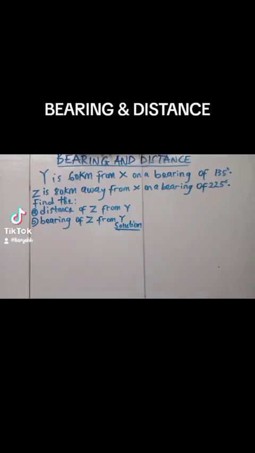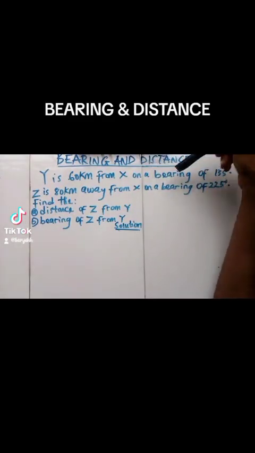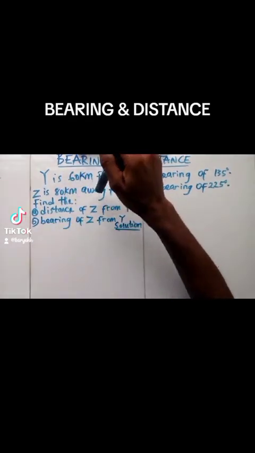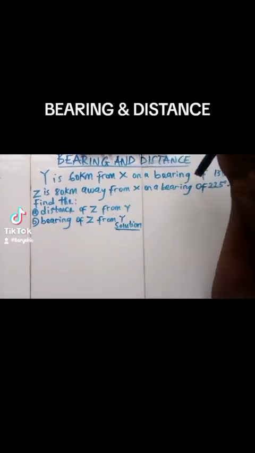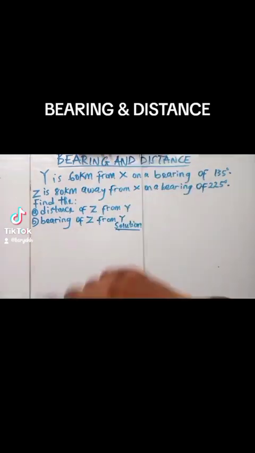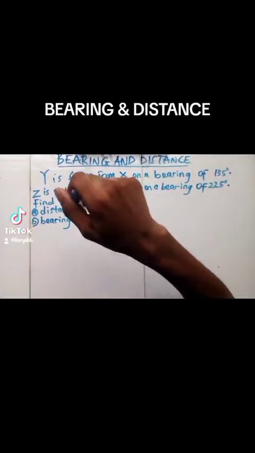Okay, this is another question on bearing and distance, which says that Y is 60 kilometers from X on a bearing of 135 degrees. Z is 80 kilometers away from this same X on a bearing of 225 degrees. Then find the distance of Z from Y. Also find the bearing of Z from Y.